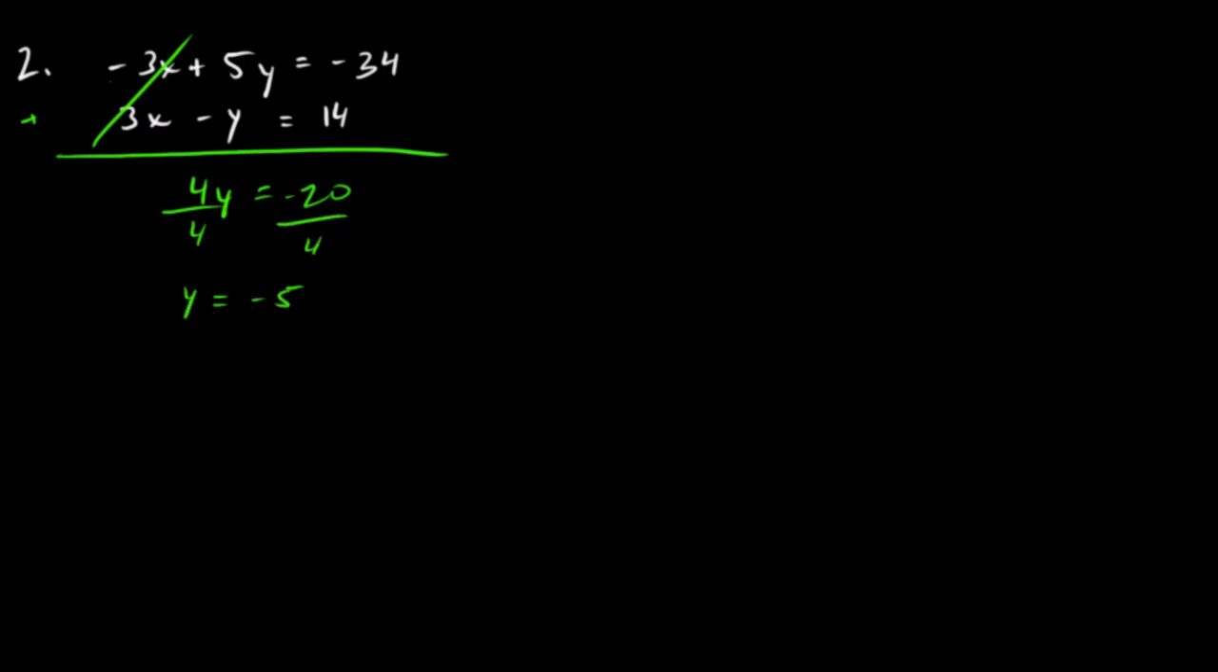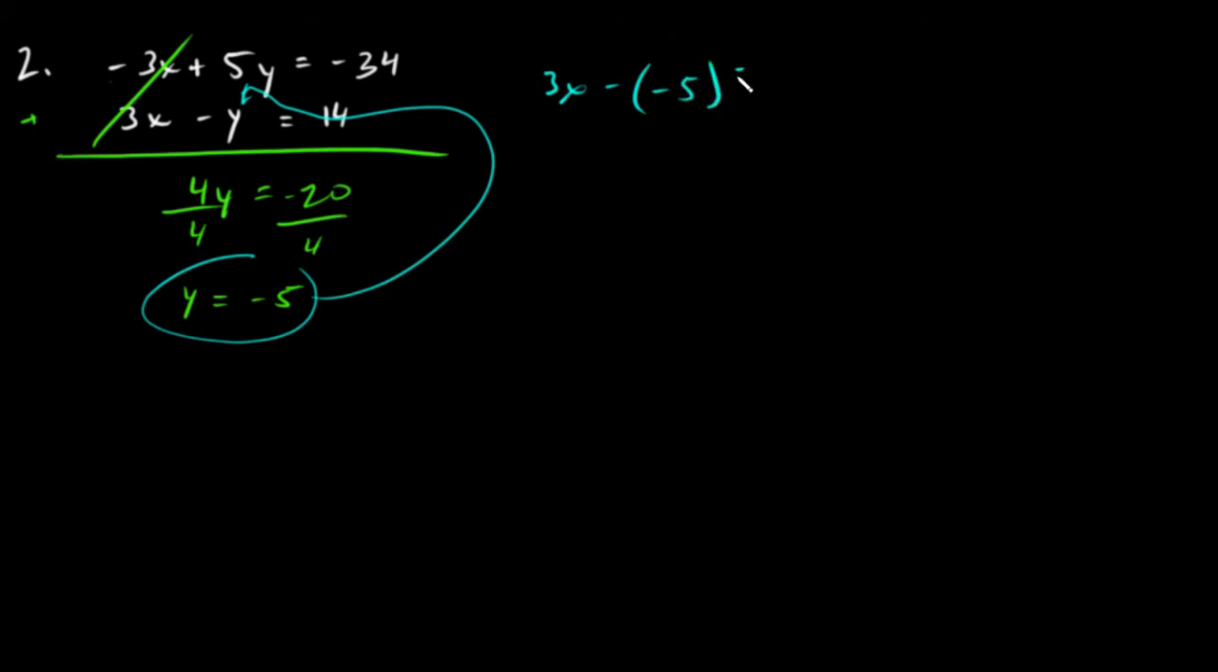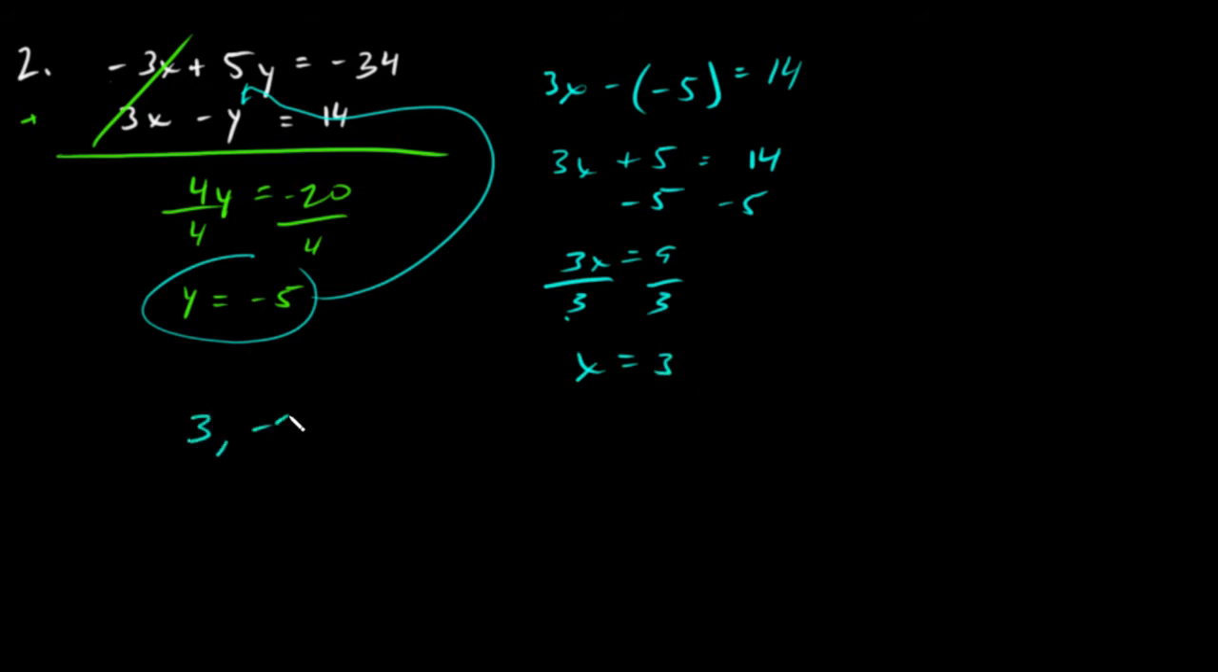Now plug that back in. Let's plug that in up right here, shall we? 3x minus negative 5, don't forget the double negative, equals 14. 3x plus 5, because the double negative adds, equals 14. Minus 5, 3x equals 9, and divide by 3, and divide by 3, and x equals 3. All right. So you've got 3, negative 5.